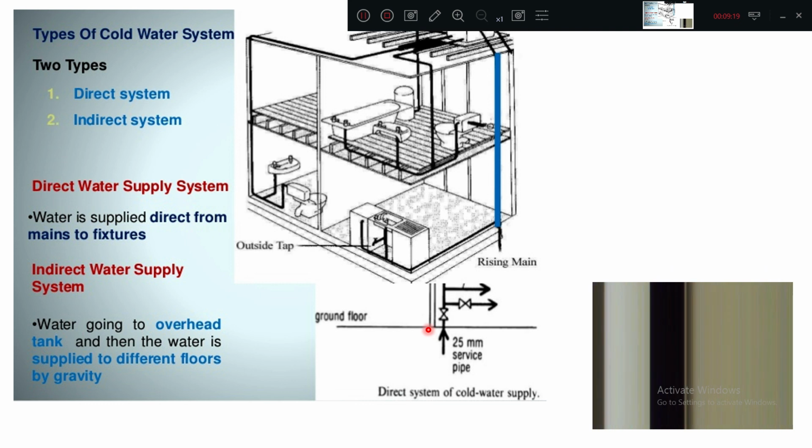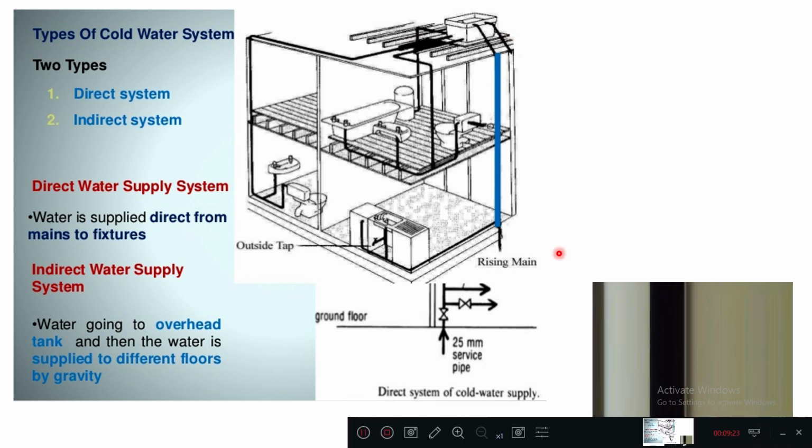That means from this point it first goes to the overhead tank. From there, through gravity, it goes to everything: bathtub, sink, toilet, kitchen. Like that it goes to every part using gravity. So if an overhead tank is used, it is called indirect. If the points are connected directly to the main, it is called a direct water supply.